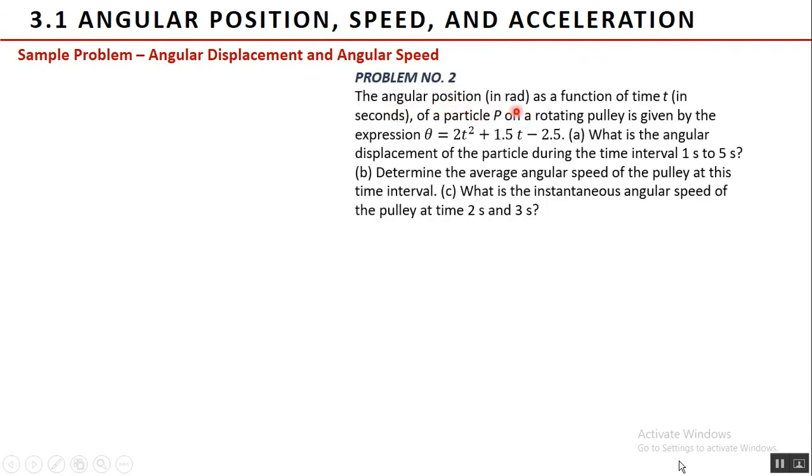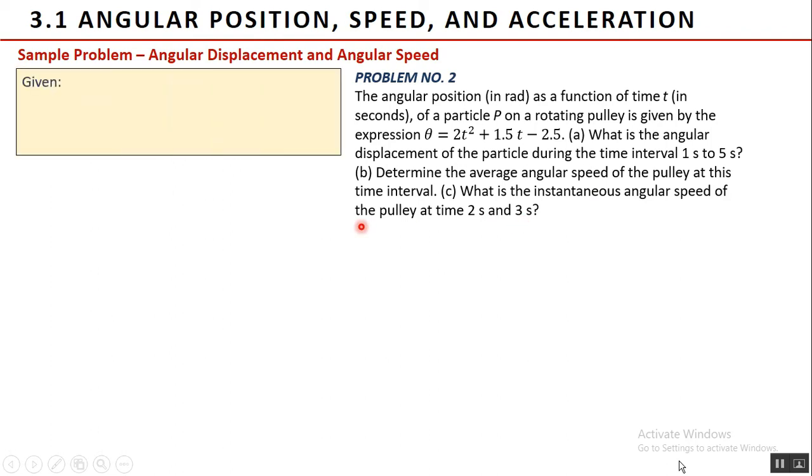The angular position, in radians, as a function of time t, in seconds, of a particle P on a rotating pulley is given by the expression, theta equals 2t squared, plus 1.5t, minus 2.5. Letter A, what is the angular displacement of the particle during the time interval 1 to 5 seconds? Letter B, determine the average angular speed of the pulley at this time interval. Letter C, what is the instantaneous angular speed of the pulley at time 2 seconds and 3 seconds?